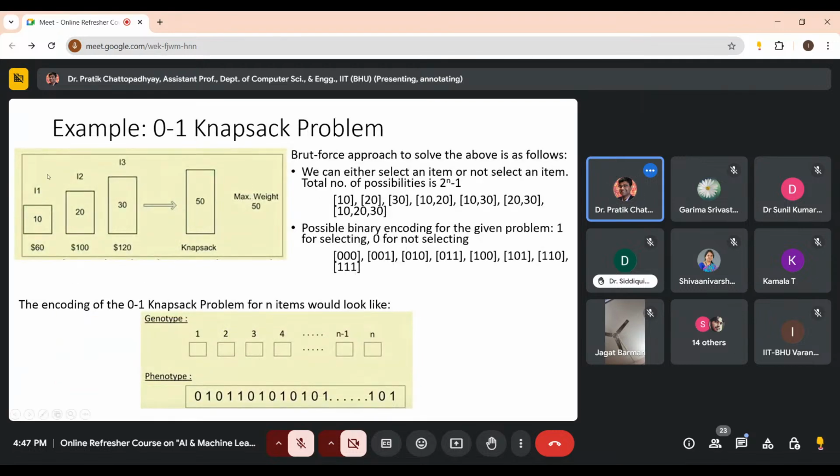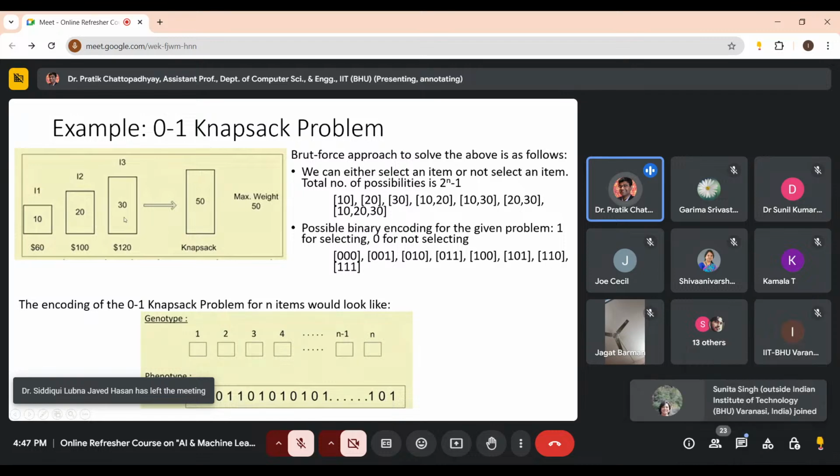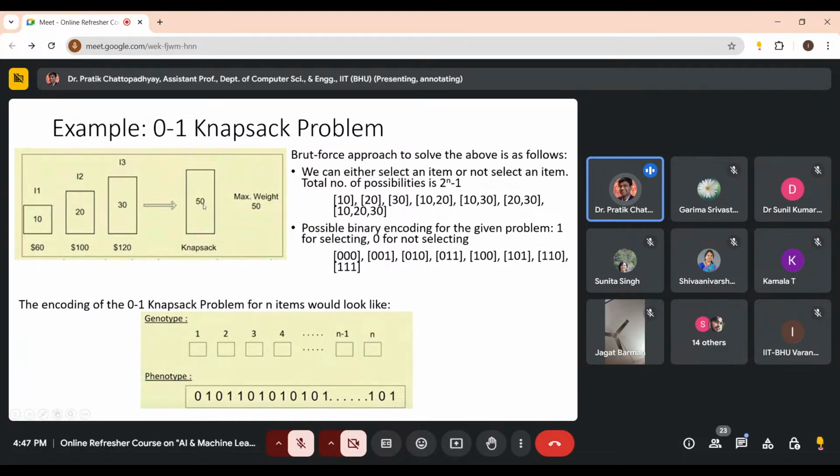Let's say my first item has weight 10, not mentioned here, let's say kg, 10 kg, and its cost is $60. The second item has weight 20, its cost is $100. The third item has weight 30, its cost is $120. I have a bag of capacity 50, which cannot hold all 3 items. It can hold I2, I3, or I1, I2, or I1, I3. It cannot hold all 3 together because its capacity is 50.